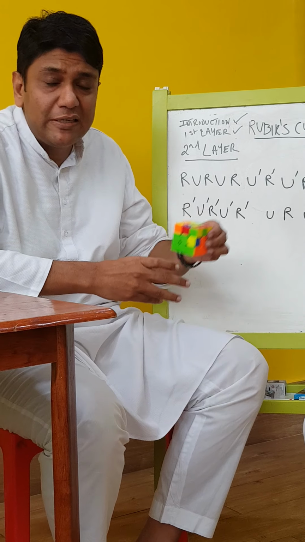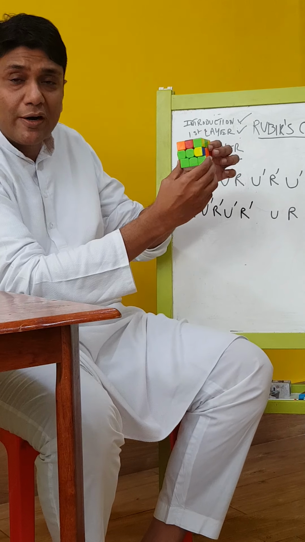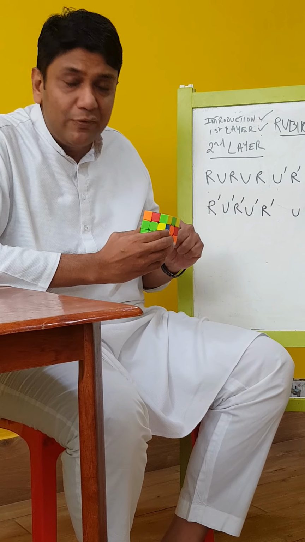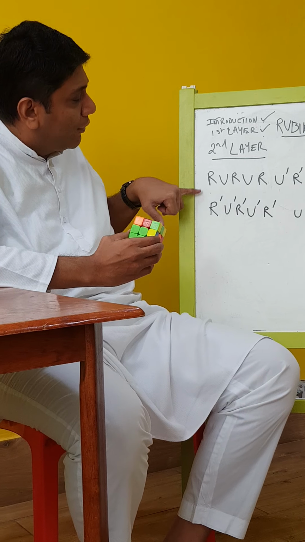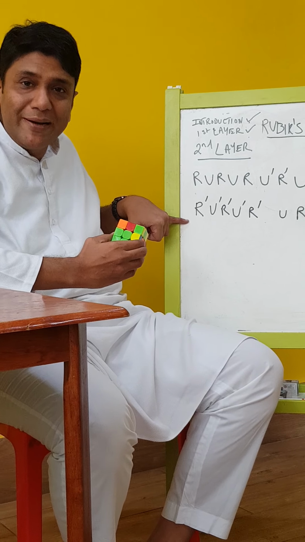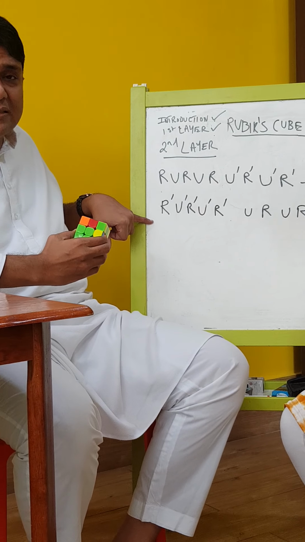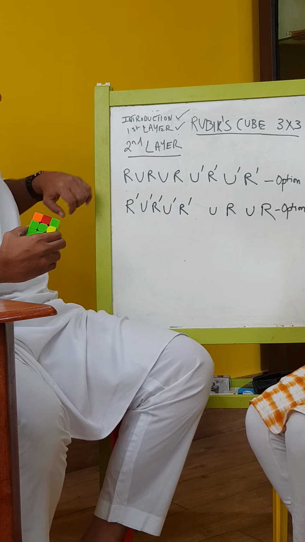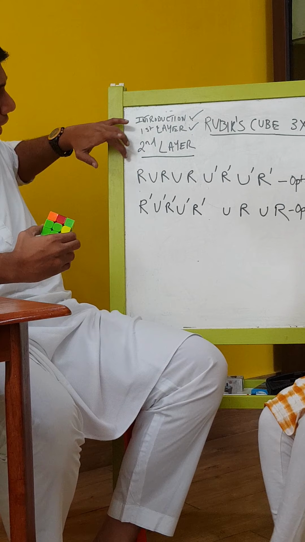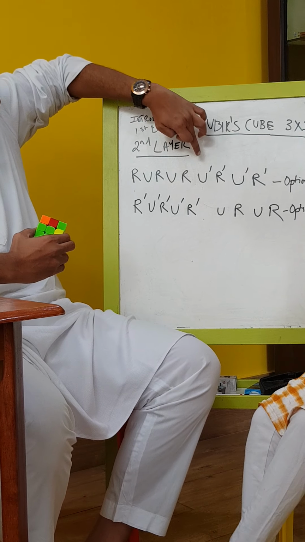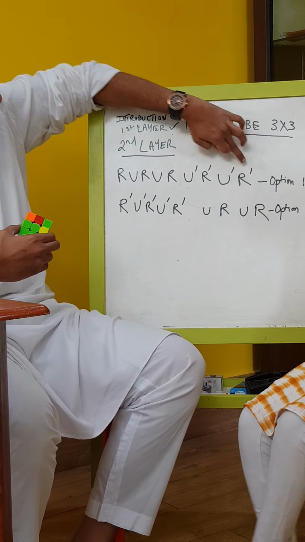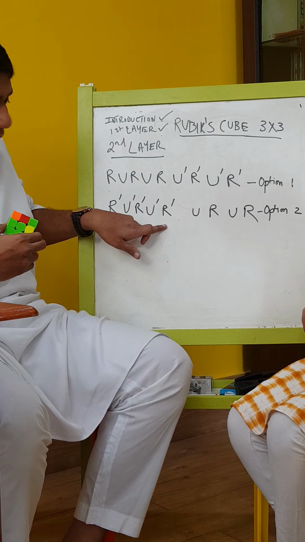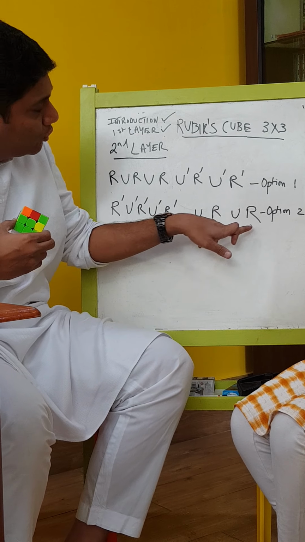This was my previously cracked cube wherein we had already cracked the first layer. In order to solve the second layer, we need to understand two basic formulas which have got 9 moves each. For doing this, we might come across two options, option 1 and option 2. Option 1, the formula is R U R U R U' R' U' R'. Option 2, the formula is R' U' R' U' R' U R U R.